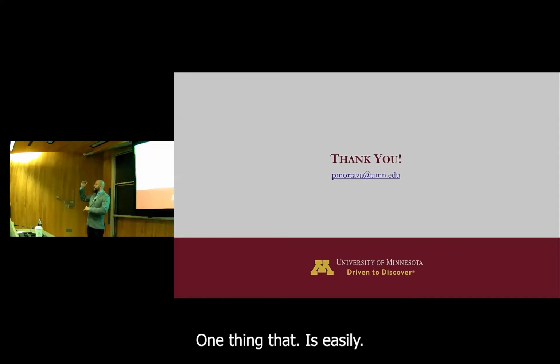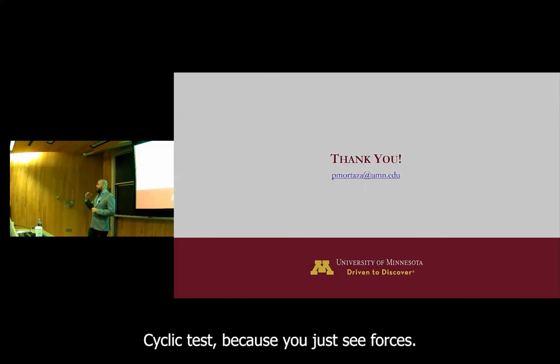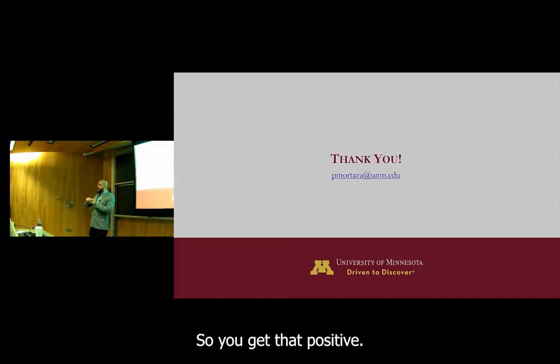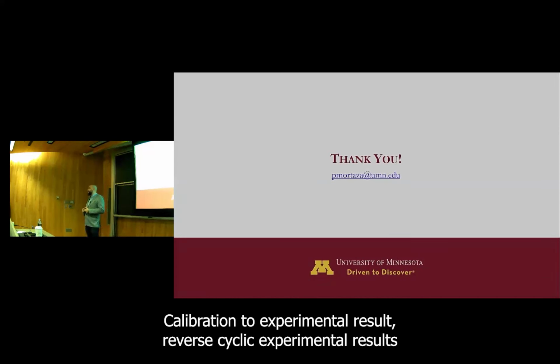So that's one thing that is easily overlooked in a reverse cyclic test, because you just see forces going up, right? But if you do an earthquake with a pulse type motion, it's almost like a monotonic test, if you will, right? So you get that post-yield stiffness captured, and then in the reverse, you get the hardening. So that complements your calibration to reverse cyclic experimental results really well.